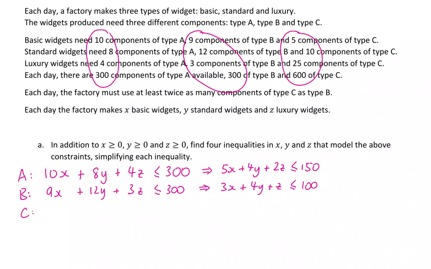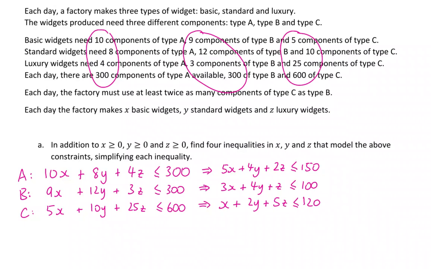Now I'm going to look for an inequality for C. So again, look down the column, 5x plus 10y plus 25z is less than or equal to 600. Now I can divide that through by 5. So x plus 2y plus 5z is less than or equal to, so 600 divided by 5 is 120. So now I have 3 of the 4 inequalities that I need.